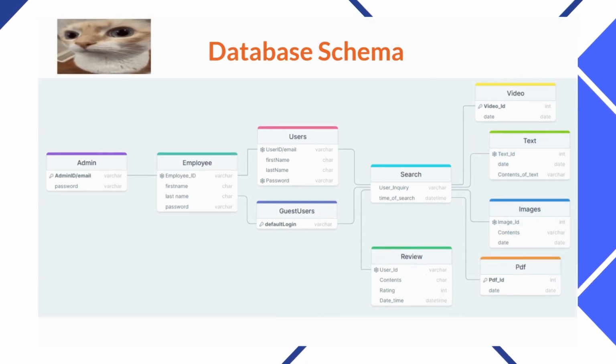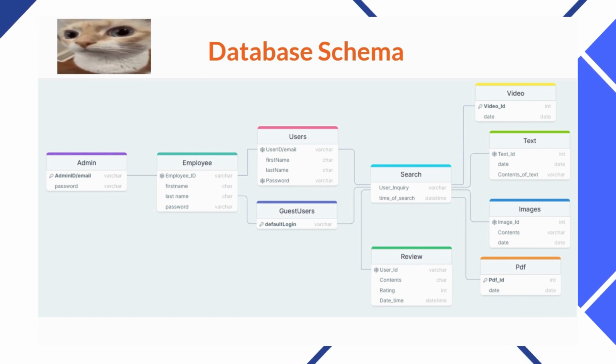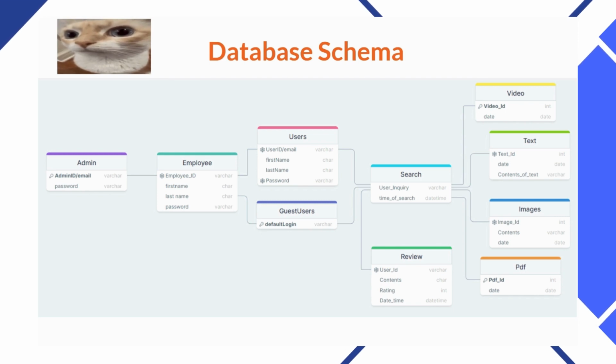Starting with the admin, we'll have the admin ID slash email, which will be a variable character, which means it can be a character, an integer, or a special character. The password will also be a varchar. Next, we'll have the employee, which will have an employee ID, which will be a varchar. The first name being a character, last name being a character, and the password being a varchar.